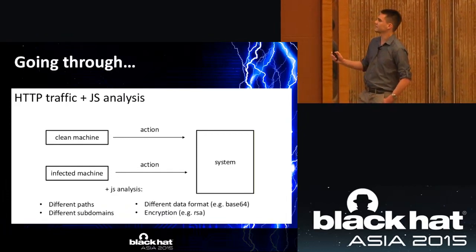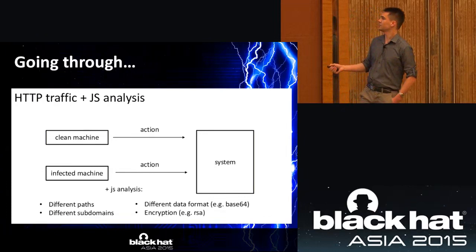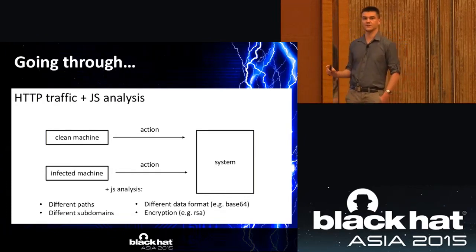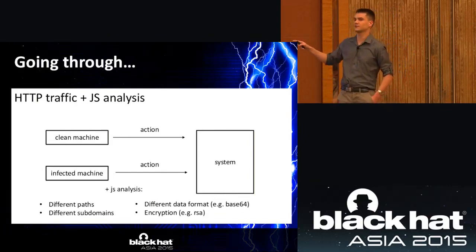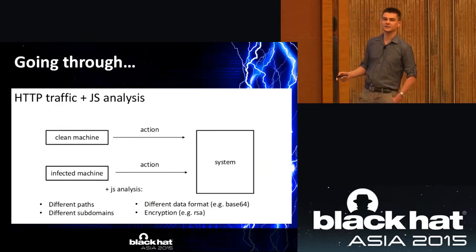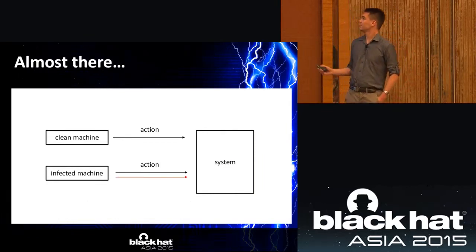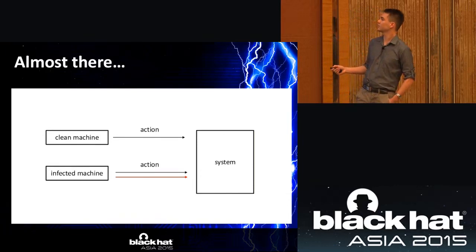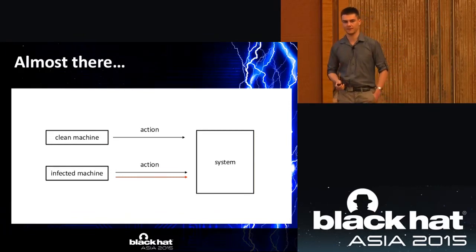After analyzing JavaScript and HTTP traffic, we found that there is something going on. On the infected machine, there are some different paths, some different subdomains, some very strange data format, base 64, and in this base 64 we found some encryption, which was actually RSA encrypted data. The public key was in the JavaScript. And we found additional HTTP requests which were going only from infected machines, not from clean machines.